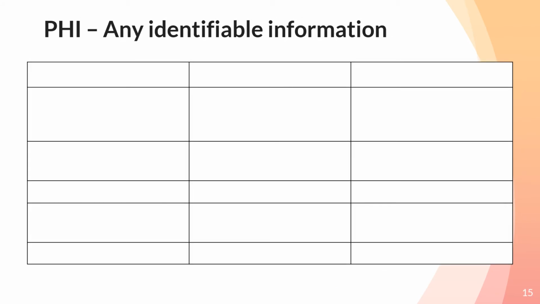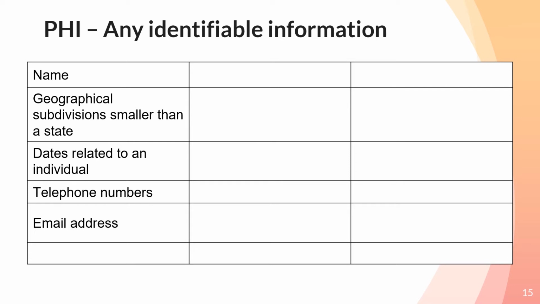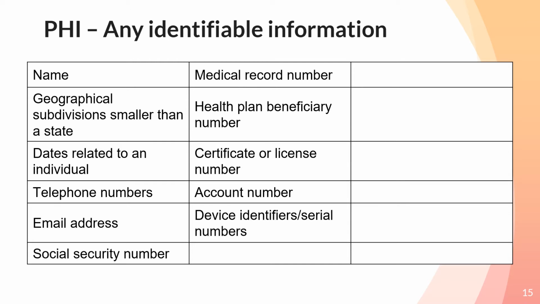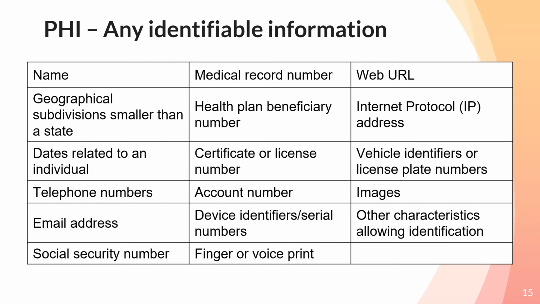Protected health information is any identifiable information, which could include the person's name, geographical subdivision smaller than a state, dates related to an individual such as birthdays, telephone numbers, email address, social security number, medical record number, health plan beneficiary number, certificate or license number, account number, device identifiers or serial numbers, finger or voice print, web URL, Internet Protocol address or IP address, vehicle identifiers or license plate numbers, images, other characteristics allowing identification, or fax numbers.